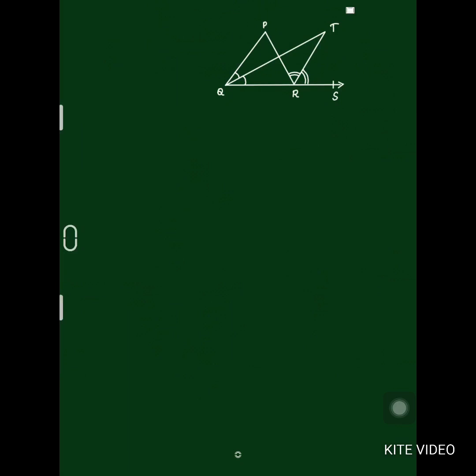Now we will move on to the last question of this exercise. In triangle PQR, the side QR is produced to a point S. The bisector of angle PQR and angle PRS, that is, the angle PQR is bisected by QT, the angle PRS is bisected by RT, so that QT and RT intersect at the point T. Then we have to prove angle QTR is half of angle QPR. So what is given?